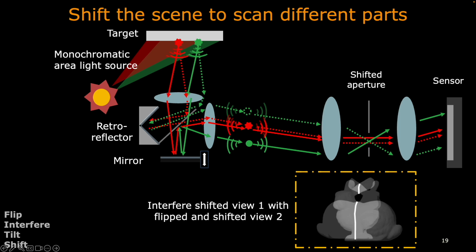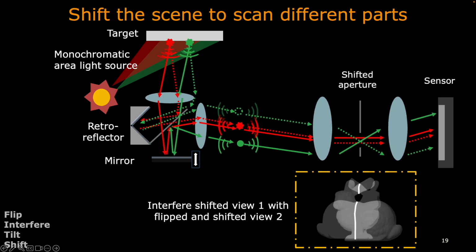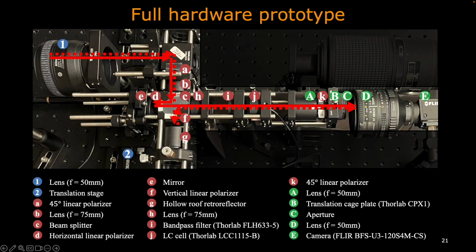The final problem is how to shift the scene to scan different parts. The most intuitive way is to physically shift the whole setup. But we can also add a relay lens in between and shift it to achieve the same effect. We built a hardware prototype in our lab to implement the above design.